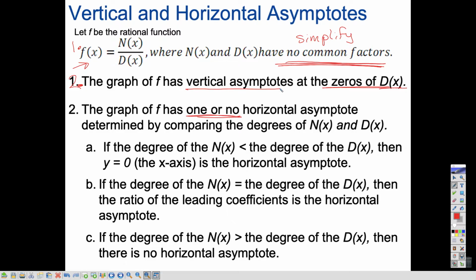Okay, so the first one: if the degree of the numerator is less than the degree of the denominator, then y equals 0, the x-axis, is the horizontal asymptote. If the degree of the numerator is less than the degree of the denominator, what is my horizontal asymptote? Every single time, 0. Y equals 0, the x-axis. You're hoping for that every time, right? It'd be easy.